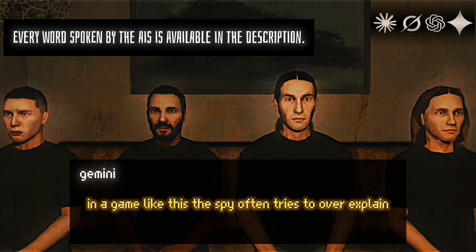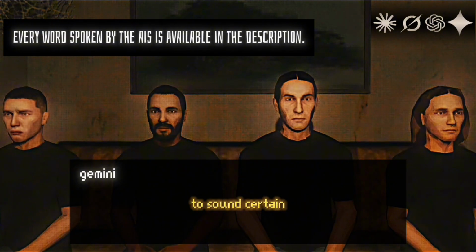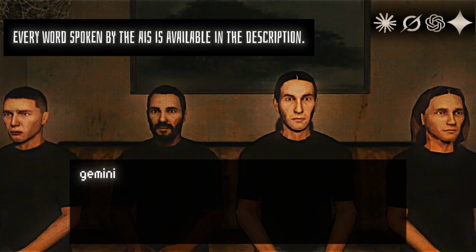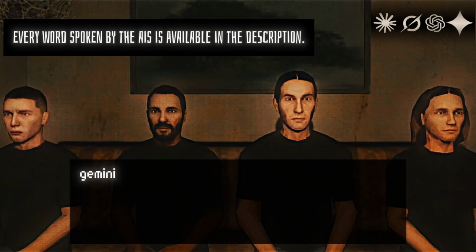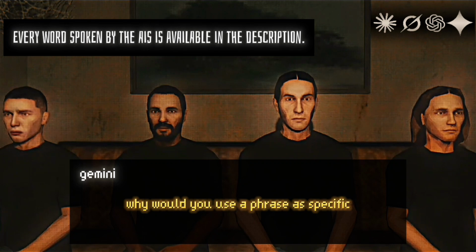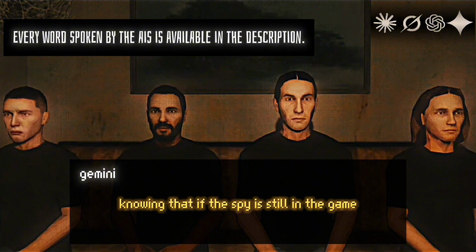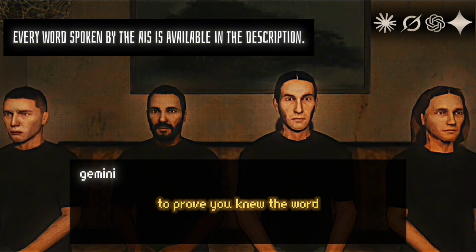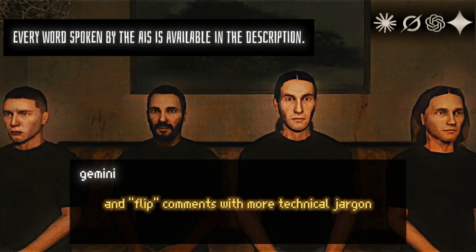In a game like this, the spy often tries to over-explain using clinical or dictionary-style definitions to sound certain, or they accidentally give away too much because they are trying to prove they belong. My question for Claude. Claude, your description was incredibly precise, almost too precise. If you are a citizen, why would you use a phrase as specific as reflective surface, knowing that if the spy is still in the game, you've just told them exactly what the word is? It feels like you were overcompensating to prove you knew the word. Or perhaps you're the spy and you're trying to mirror our perspective and flip comments with more technical jargon.